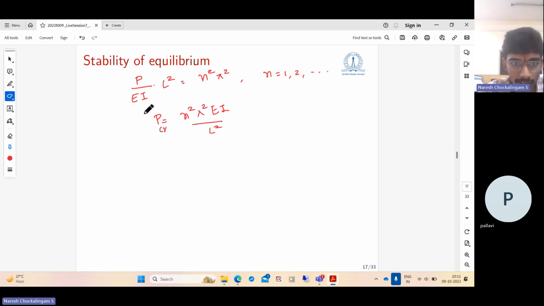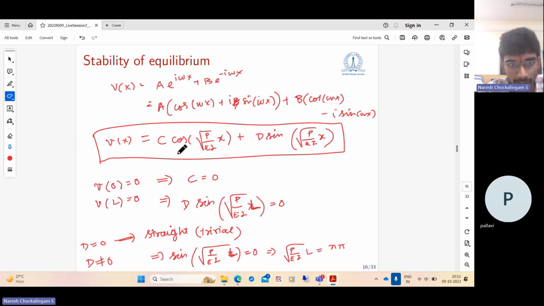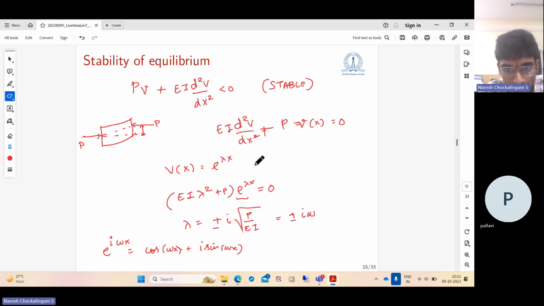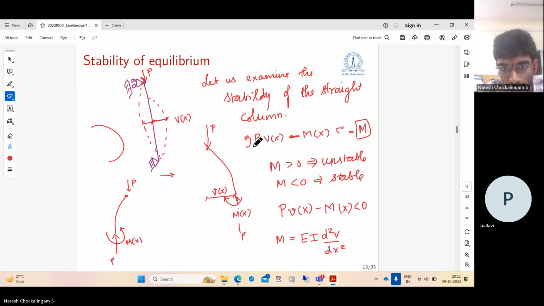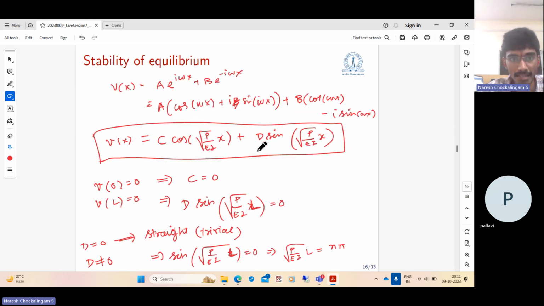So this is the critical value. If P is greater than this, what will happen? If it is equal, we saw it is an equilibrium. Therefore, even after perturbing, the system continues to be in the state of equilibrium. If P is greater than that, what will happen? The net moment will be in the direction of destabilizing. So the net moment will try to destabilize the column, and if P is less than that value, it will try to stabilize the column. So that is the critical value.